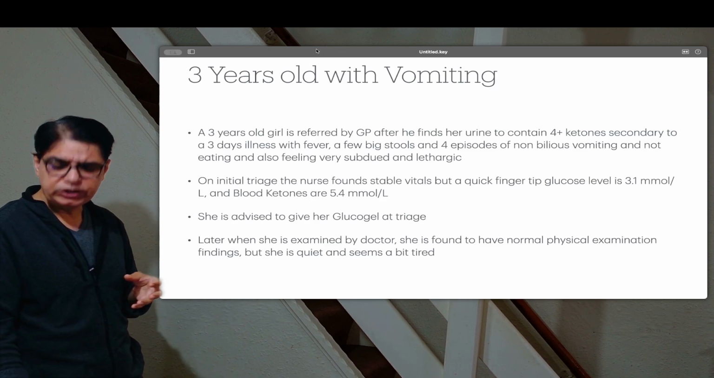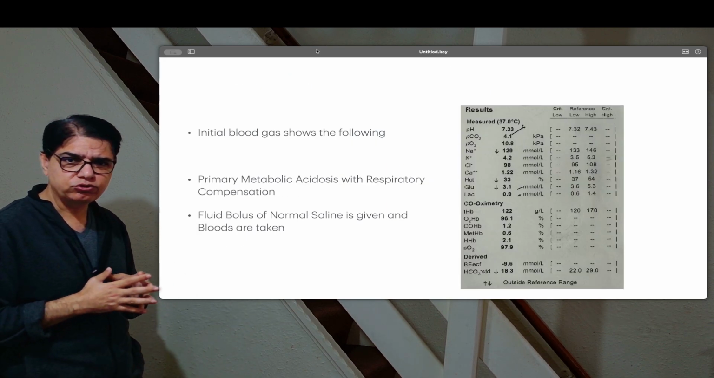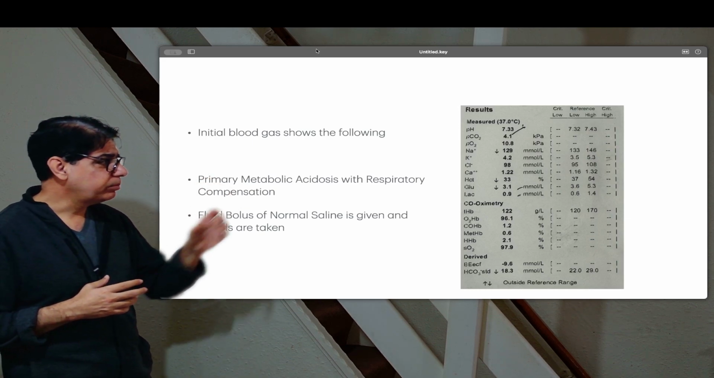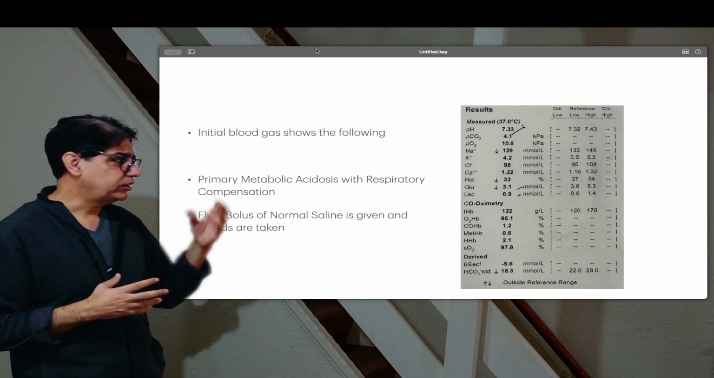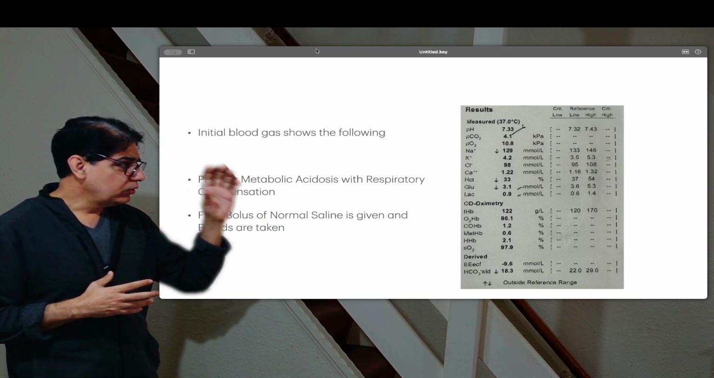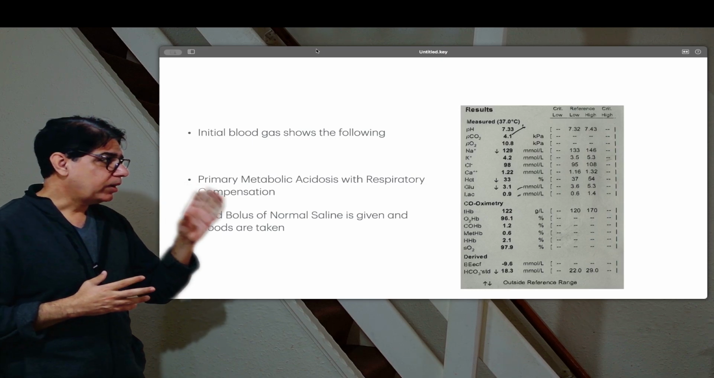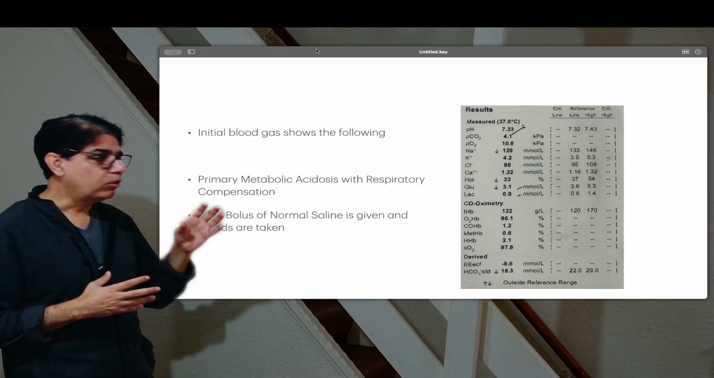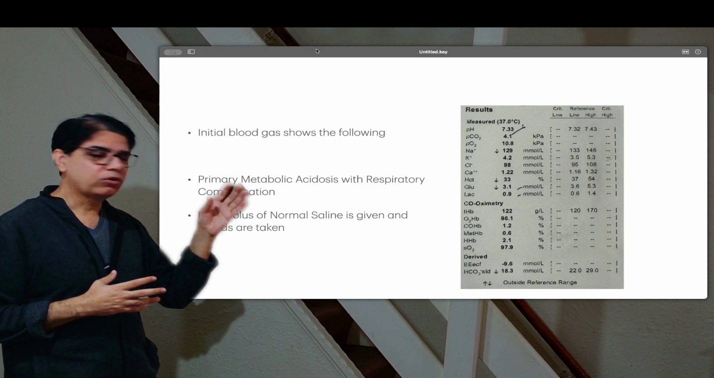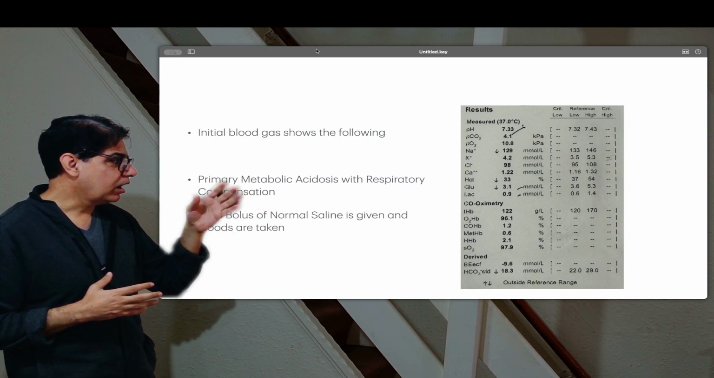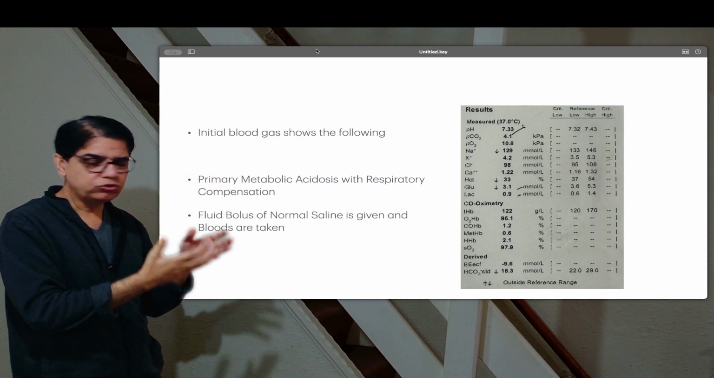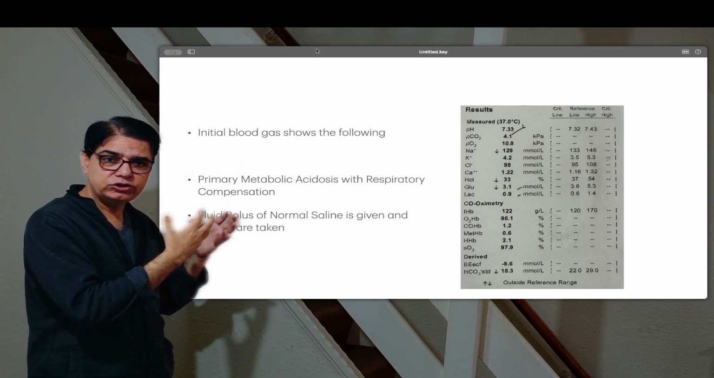Now, what the initial venous blood gas showed is over here. You can see that this girl has got a pH of 7.33, which is on the acidotic side. If you look at the PCO2 and the bicarbonate, both are reduced. So PCO2 is down to 4.1. The normal is 4.5 to 6. The bicarbonate is also low. So they both have moved down. So this is a metabolic problem. So this is metabolic acidosis.